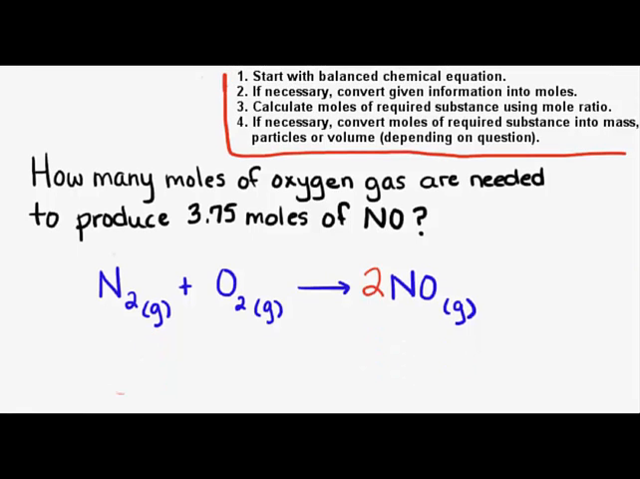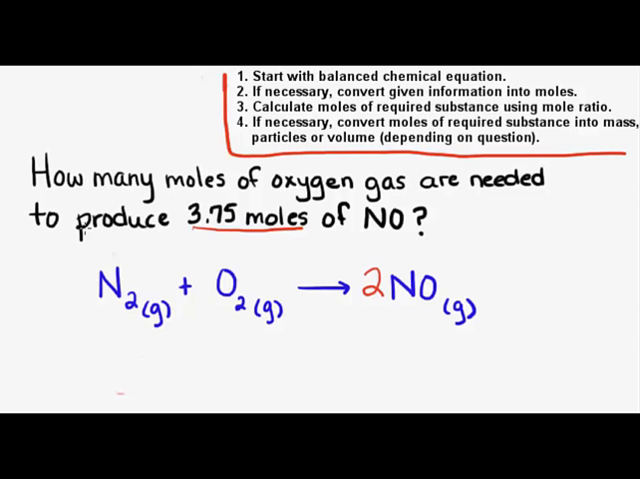In the next step, you have to make a decision. If necessary, convert the given information into moles. Well, in our problem, the data provided is 3.75 moles of nitrogen monoxide. So in our case, we do not need to make this conversion. We're already given the data in moles. We do need to realize, however, and you can even mark this down if it helps, which substance in our reaction is the given substance and which one is the required.